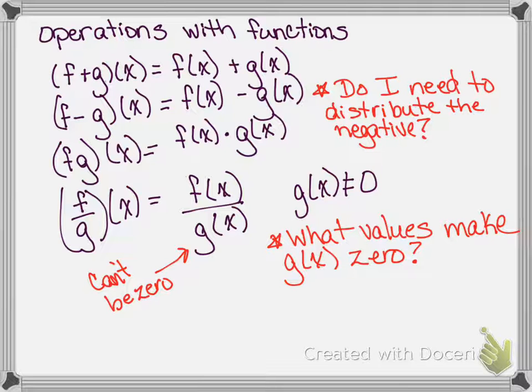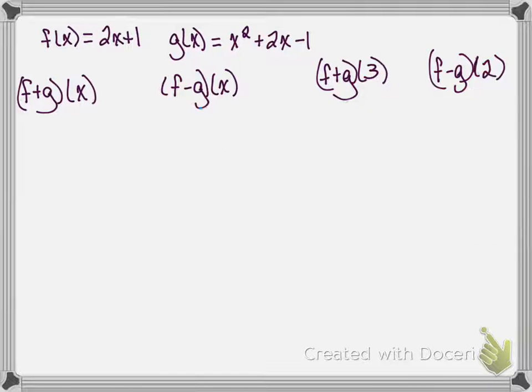Okay, now we're going to do operations with f and g. The function f is defined. It's 2x plus 1. The function g of x is defined. It's x squared plus 2x minus 1. So the first thing I'm going to do is add f of x and g of x together. So I have f of x plus g of x.